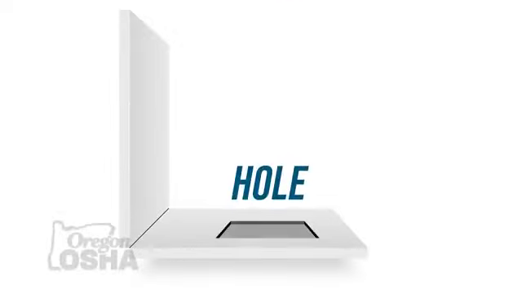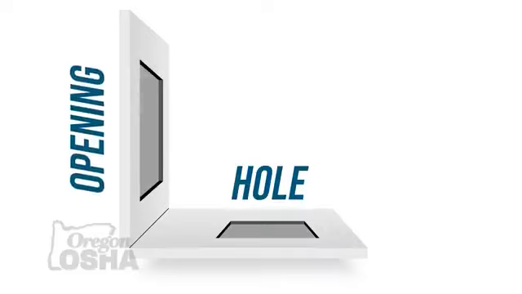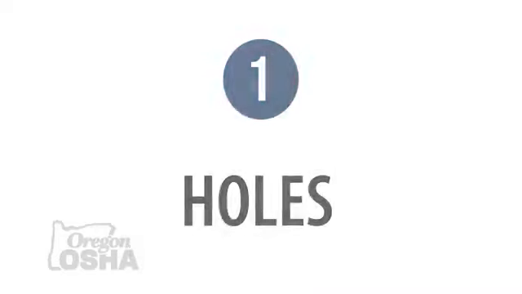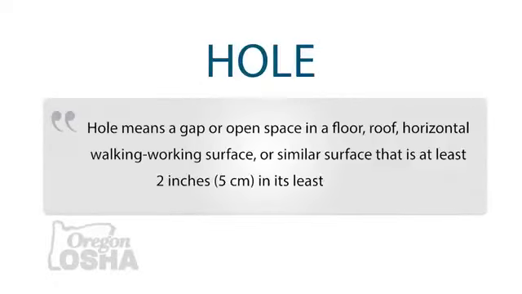So there are differences between holes and openings. A hole is talking about any opening in a horizontal surface. An opening is always going to be in a vertical surface, such as a window opening. So a hole means a gap or open space in a floor, roof, horizontal walking working surface, or similar surface that is at least 2 inches in its least dimension.